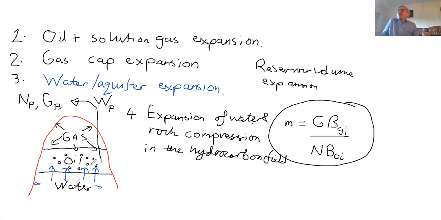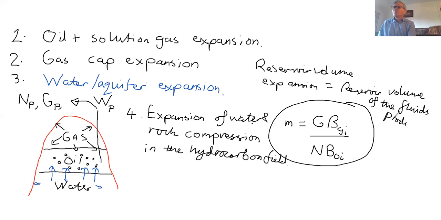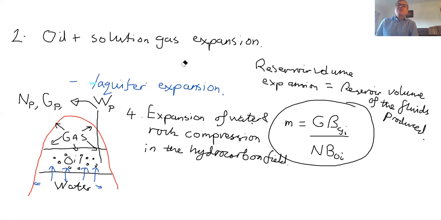So underground there's been this expansion, but where has it gone? Where have those fluids gone? That's got to invoke material balance. We need an equal sign: it's equal to the reservoir volume of the fluids produced. That's material balance. The reservoir volume of the expansion from these four effects is the reservoir volume of the fluids produced. So now I'm going to go through these four terms step by step. There's no mystery or miracle to this, and the equation's not terribly intuitive, but that's what it is.